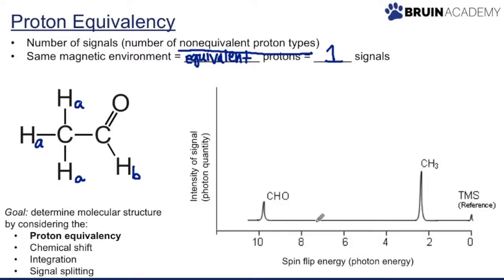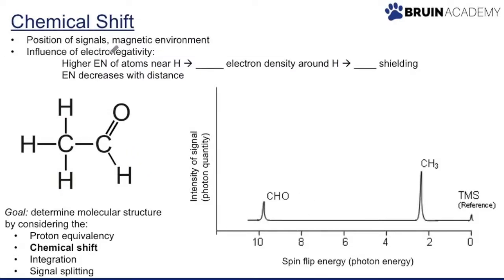And if you look over at the spectrum, you'll expect to see two signals since there are two types of non-equivalent protons. And so indeed we do see two signals here. Here's the signal for the methyl hydrogens, and then here's the signal for the methyl aldehyde. All right, so now let's go into chemical shifts.